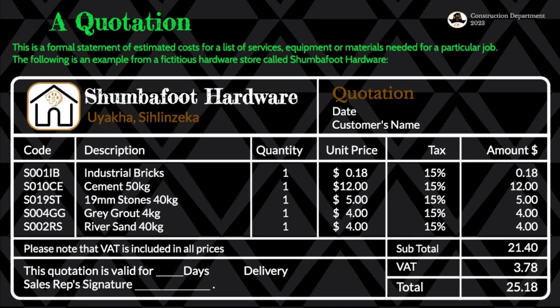Okay, so now we're looking at a quotation. This is a formal statement of estimated costs for a list of services, equipment, or materials needed for a particular job, or any of the like. And then the following is an example of a fictitious hardware store called Shumbafoot Hardware. So this is just an example of a quotation, and you're going to see how it's laid out. If you visit hardware stores, you'll find something similar to this, which shows you the prices of each of the things that they are selling.